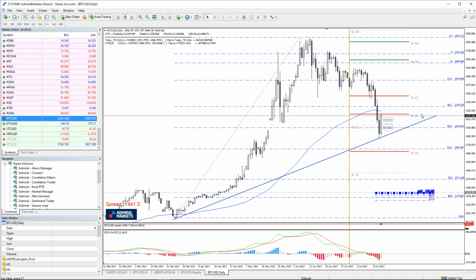But at this point, maybe some of you who trade the Bitcoin dollar could have bought it here. It's still going up, but this is retracement.